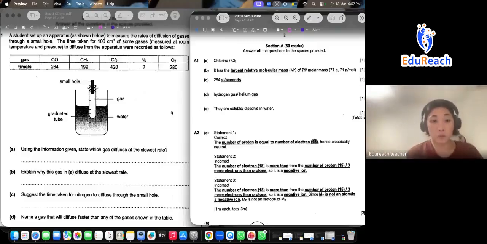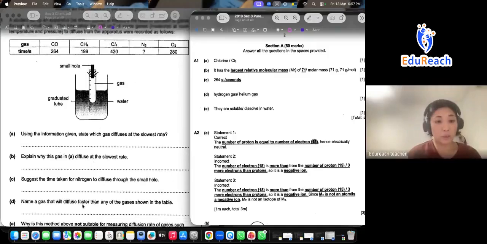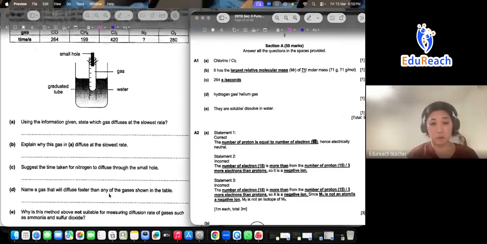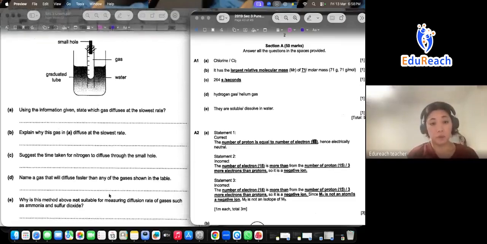Now, the next one: name a gas that will diffuse faster. Hydrogen is H2, yeah, Janelle? Write down somewhere H2. Hydrogen is H2, and helium is a kind of gas that exists as a single atom. Hydrogen and helium are very, very light, so they would diffuse very, very fast in this experiment.